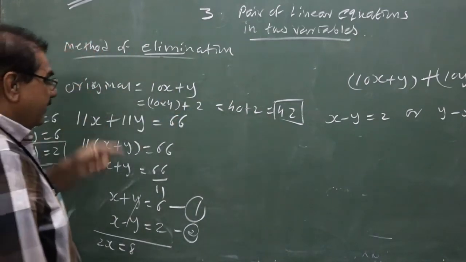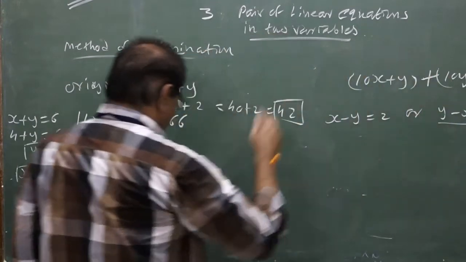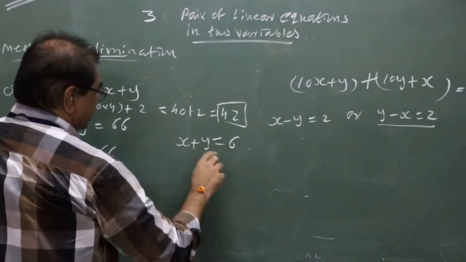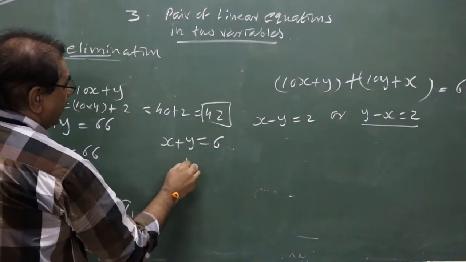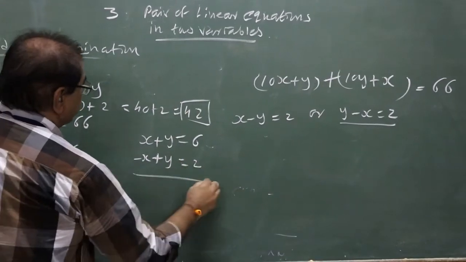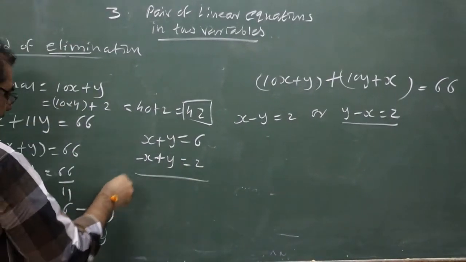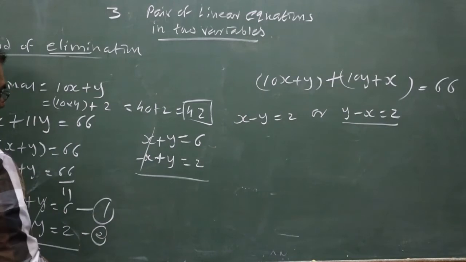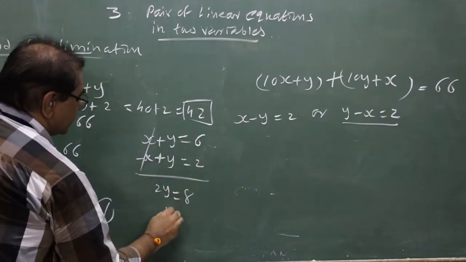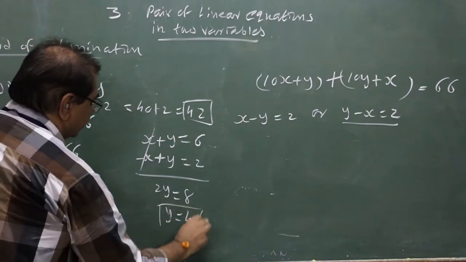But we have left the second comparison. It is left. So again the first equation is x plus y is equal to 6. Now I take y minus x is equal to 2. Here again I perform addition. Plus x minus x gone. y plus y, 2y. 6 plus 2, 8. So y is equal to 4.